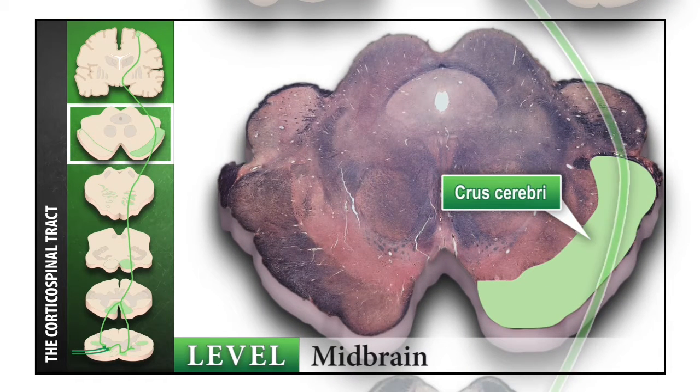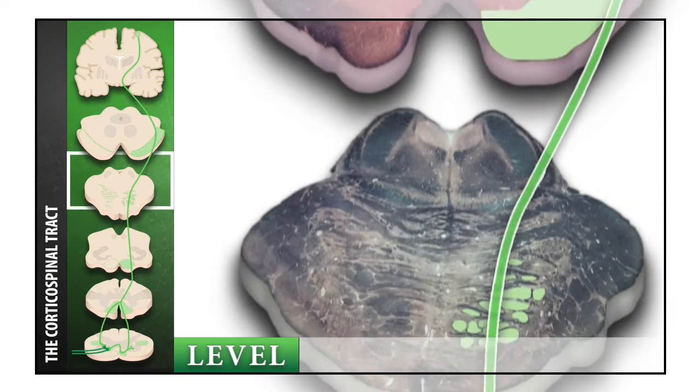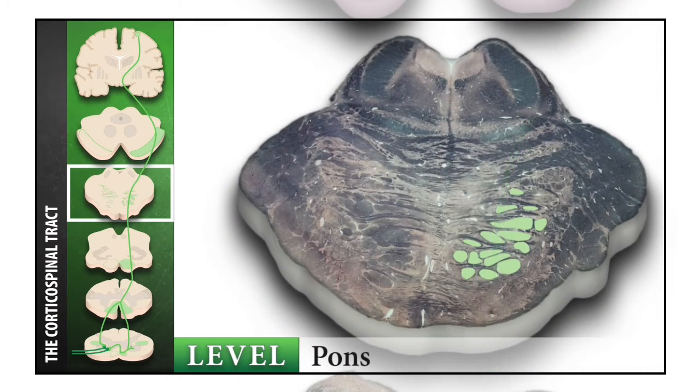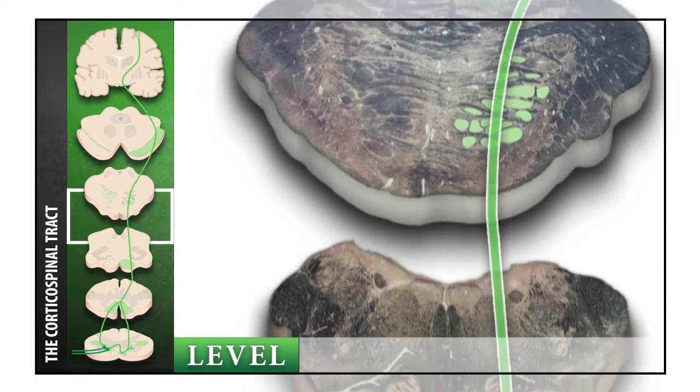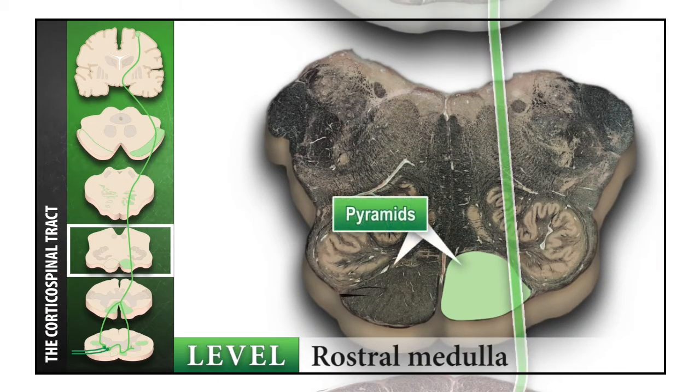Corticospinal fibers descend through the middle 3/5 of the crus cerebri in the basis pedunculi in the anterior part of the midbrain. In the pons, the fibers are broken up into many bundles. The corticospinal tract descends as the pyramids in the anterior part of the medulla.